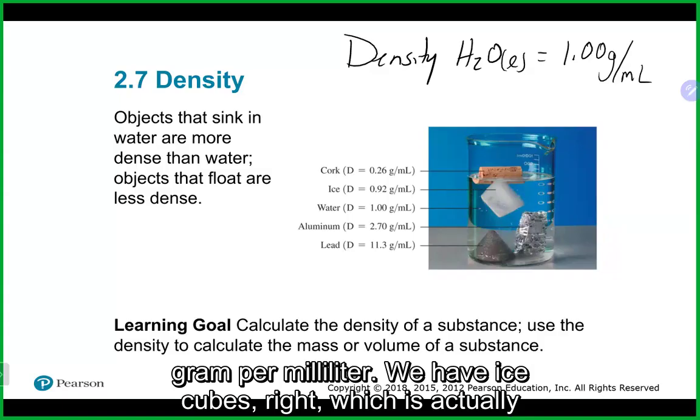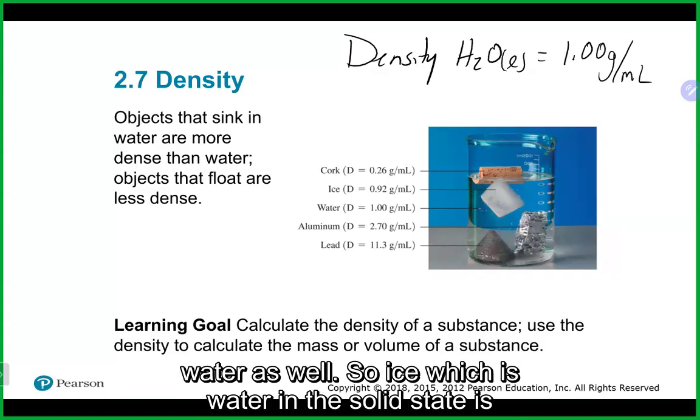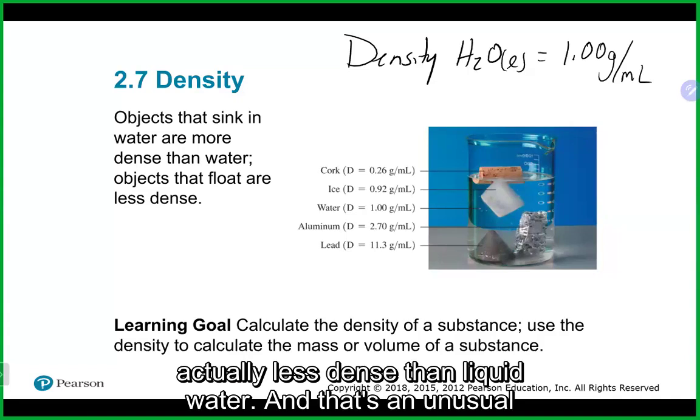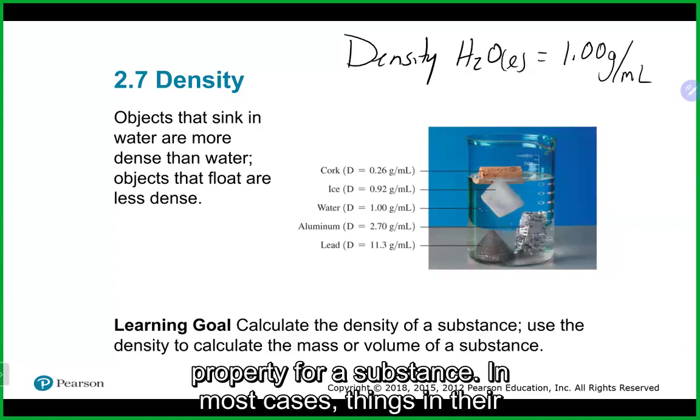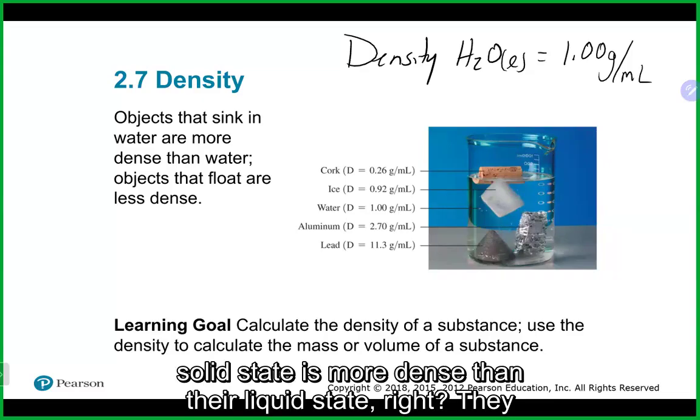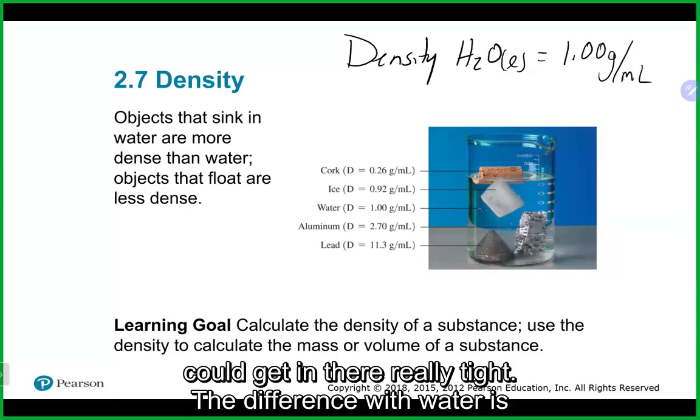We have ice cubes, which is actually water as well. So ice, which is water in the solid state, is actually less dense than liquid water. And that's an unusual property for a substance. In most cases, things in their solid state are more dense than their liquid state, right? They can get in there really tight.